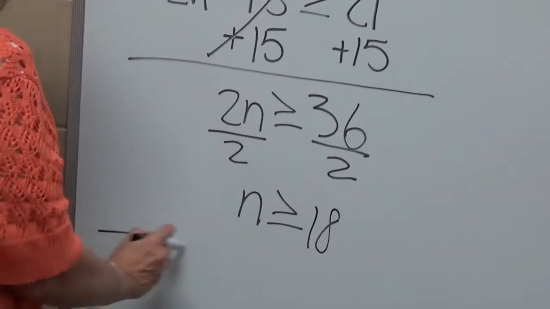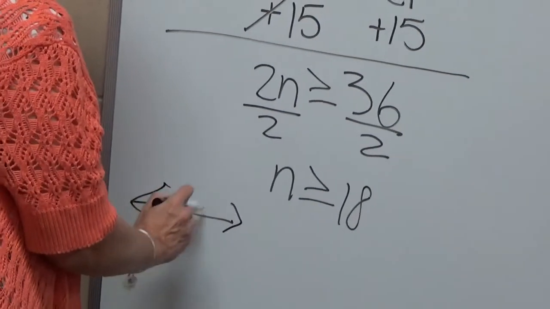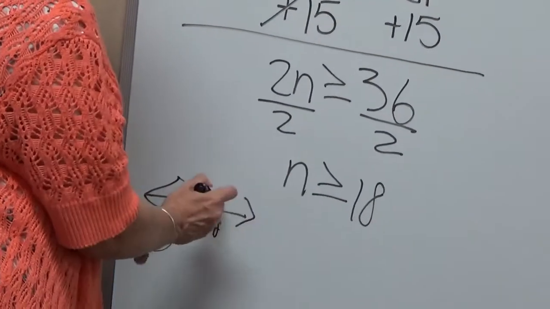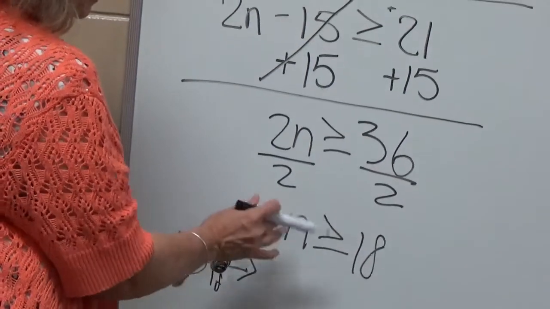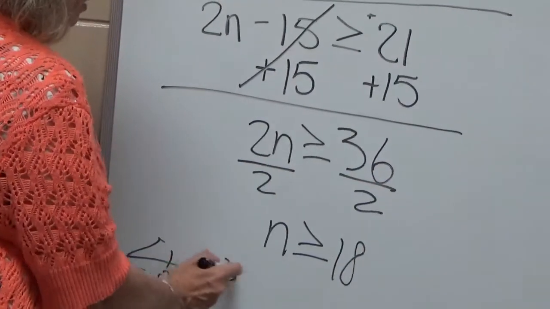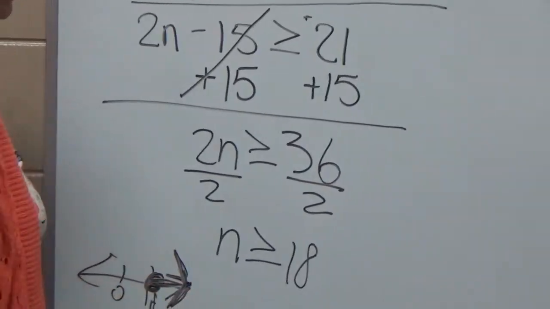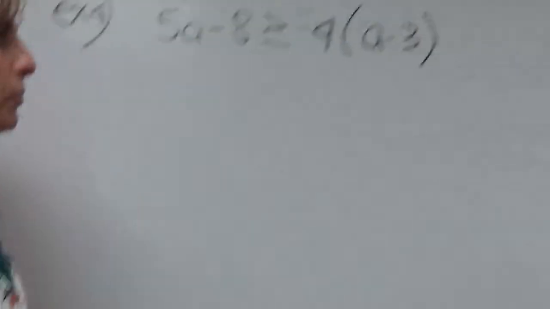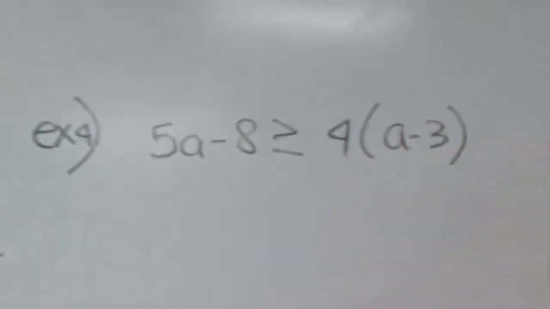Okay, so how do I graph that? Okay, here's 0, here's 18. It's going to be a colored in circle, and because the answers are going to be bigger than 18, I need to go that way. All right, another example. We have 3 more examples and 2 more.